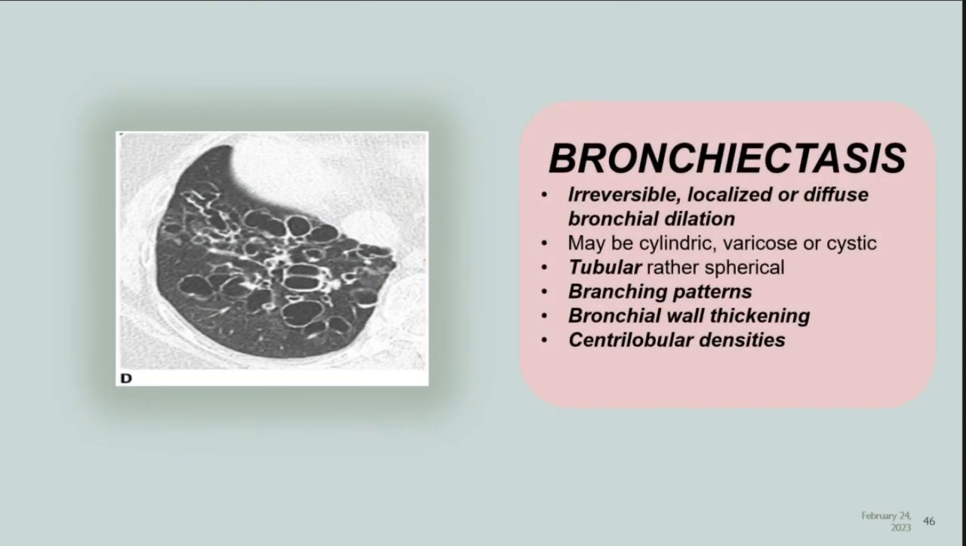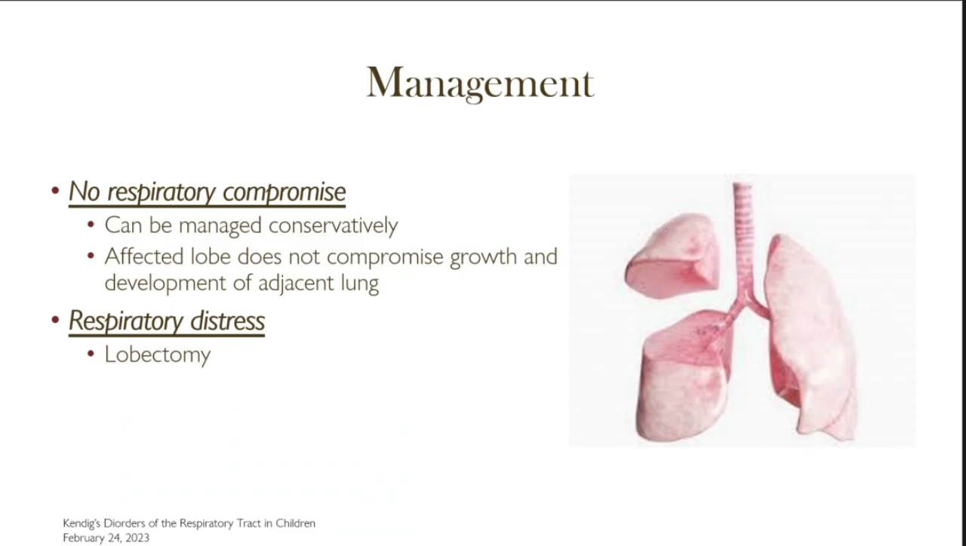Bronchiectasis is an irreversible, localized, or diffuse bronchial dilatation. Bronchiectasis may be classified as cylindric, varicose, or cystic, depending on the appearance of the affected bronchi. Cystic bronchiectasis can also be mistaken for cyst when a dilated airway is viewed in cross-section. Bronchiectasis is usually distinguished from true cyst by careful examination of contiguous CT images. Findings such as tubular rather than spherical dimensions, branching patterns, associated bronchial wall thickening, centrilobular densities, and air trapping are also helpful for the diagnosis of bronchiectasis.